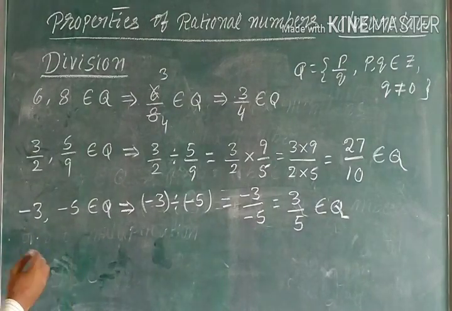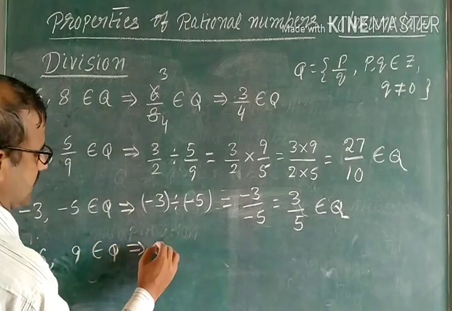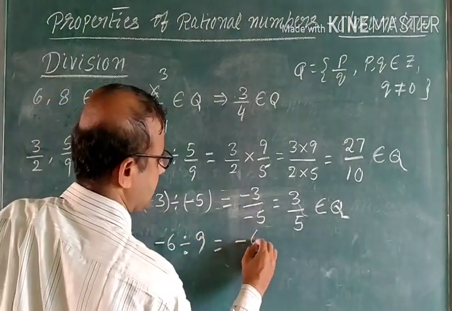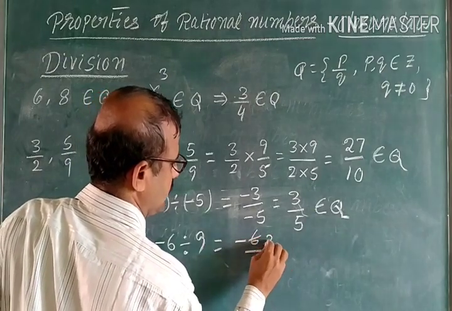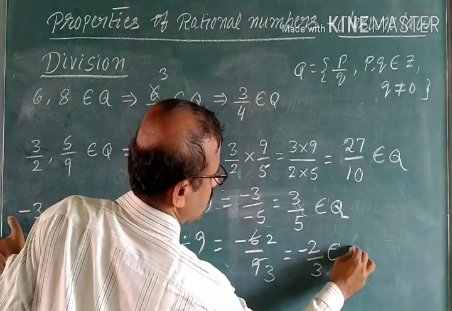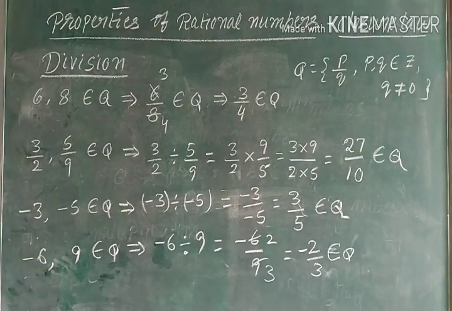Next, one more example, children. Minus 6, 9 belong to Q. That implies minus 6 divided by 9, that equals minus 6 by 9. Dividing by 3, that equals minus 2 by 3 belongs to Q. So minus 6 is a rational number, 9 is also a rational number, therefore minus 6 divided by 9, that equals minus 2 by 3, belongs to Q, is also a rational number.